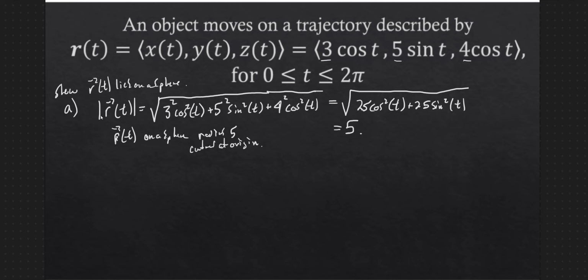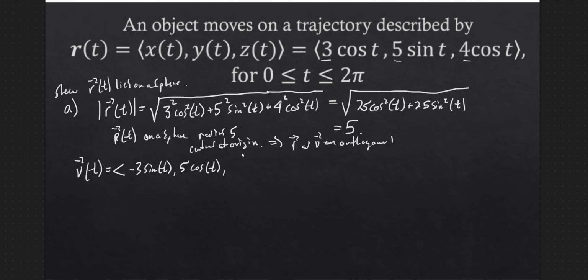That tells me that r and v should be orthogonal to each other, right? That was in the last video. This implies r and v are orthogonal. Let's go ahead and check that that really happens. So now I'm going to find velocity, v of t. That'll be the derivative of position. So this is minus 3 sine t. This will be 5 cosine t. And this will be minus 4 sine t.